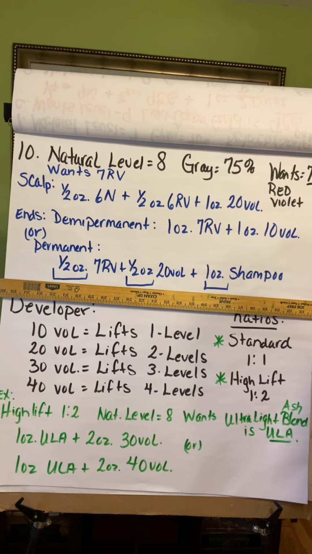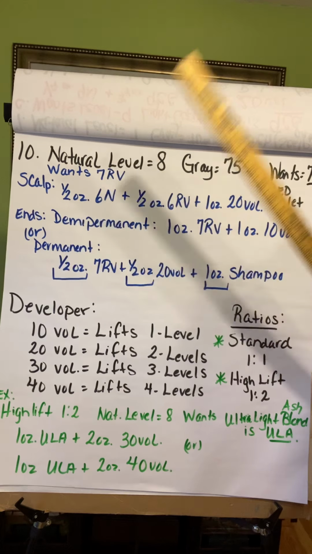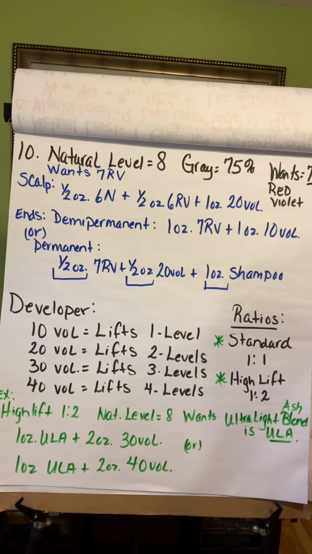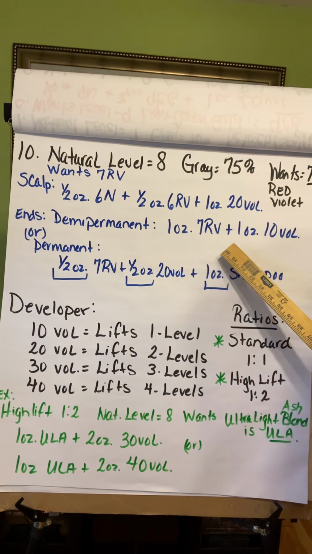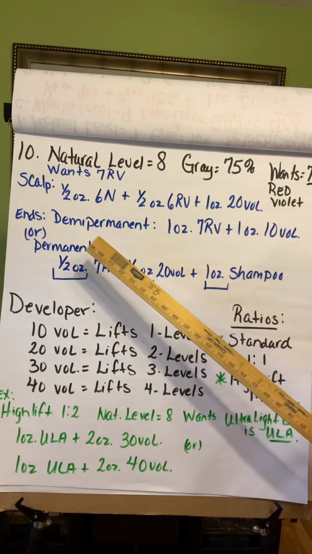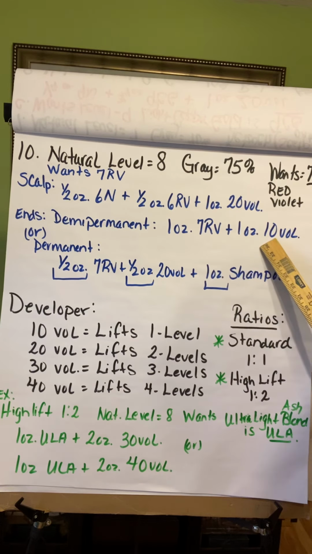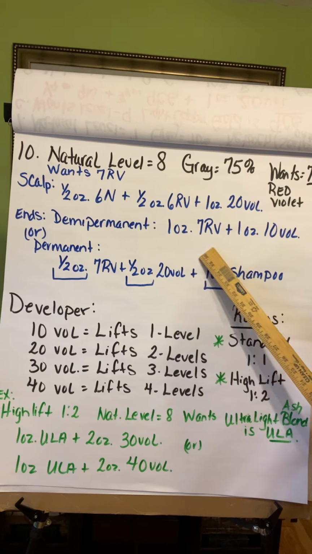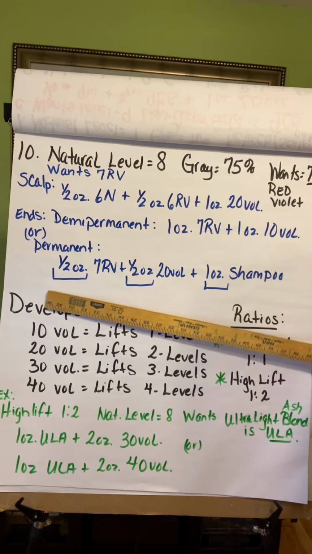You're going to keep a formula. So if you just put an ounce of 7R and an ounce of 10 volume, you're not going to know what it is. So if you just do that without writing demi-permanent, you're going to assume it is permanent hair color. So you got to make notes on your client's card so you know what you've done from time to time. Okay, so that's it for this.